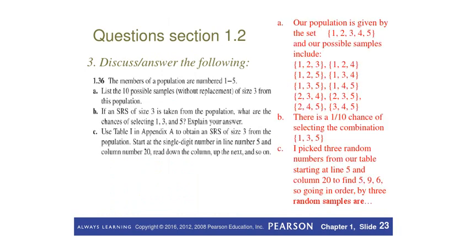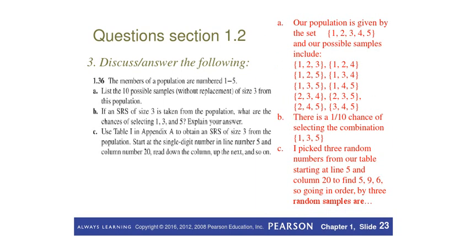So our possible samples, choosing from the population 1, 2, 3, 4, and 5, are 1, 2, and 3; 1, 2, and 4; 1, 2, and 5; 1, 3, and 4; 1, 3, and 5; 1, 4, and 5; 2, 3, and 4; 2, 3, and 5; 2, 4, and 5; and then finally 3, 4, and 5. There are 10 possible ways to pick 3 of these 5 numbers at a time.